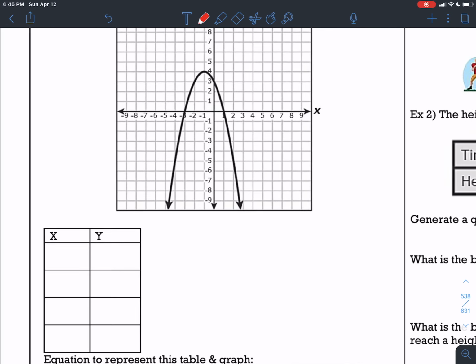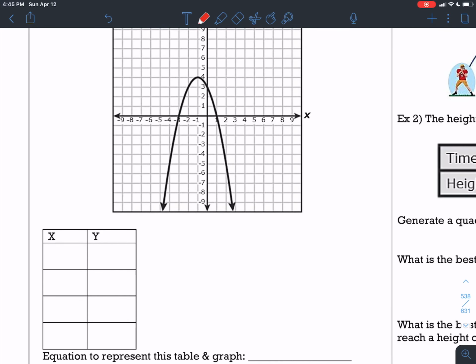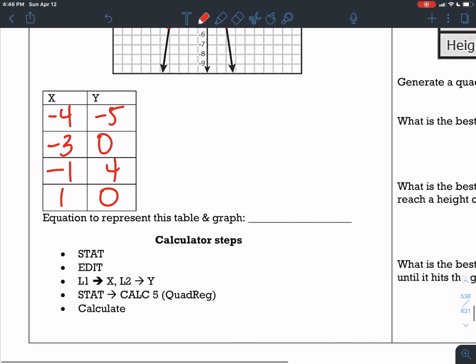I'm going to look for points that go exactly through the corners of the boxes. So there's one, there's one, there's one, there's one, there's one. Okay, let me start over there. -4, -5, -3, 0, -1, +4, +1, 0. Okay, I have a table.